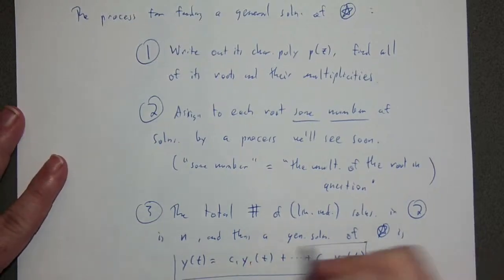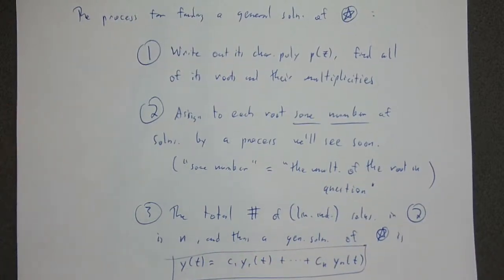Right, so you have n of them at the end of the day, regardless of how you've labeled those. Then you get n of them, and so you write a linear combination of those linearly independent solutions. It turns out this is the general solution. So this is it. Okay.